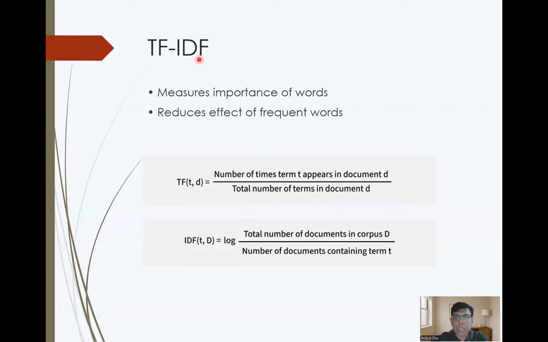Document frequency means in how many documents a single word is present. If it is present in multiple documents, then its importance is less. If a word is present in a single document, then its importance is greatly increased, and if it appears multiple times in a single document, then its importance is also increased. So TF-IDF is a measurement or score by which we are extracting the importance of a word inside a document.